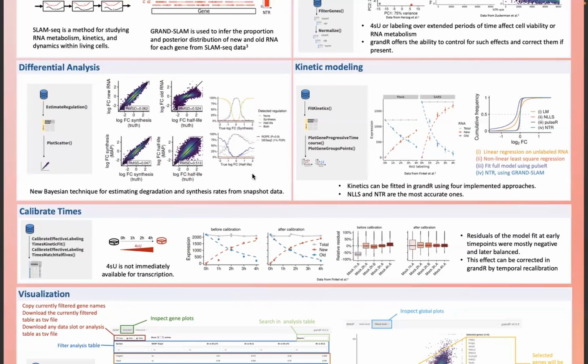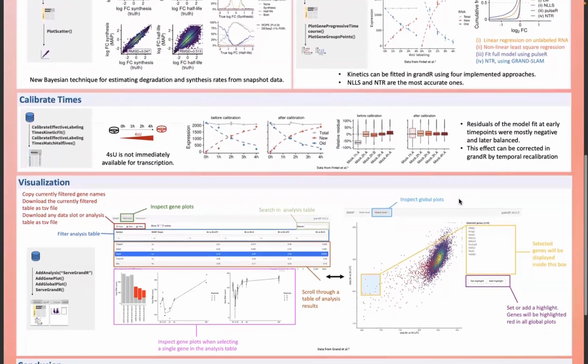Also, we have several methods implemented in grandR for estimating kinetics. For example, linear regression, non-linear least square regression, another R package, pulsar, which was made for a slightly different type of data. And lastly, we also use the NTR that we get from grandSLAM. And what we did here is we simulated data and we compared the true half-life to the estimated half-life, and we saw that the NTR and NNLS approach were the most accurate ones.